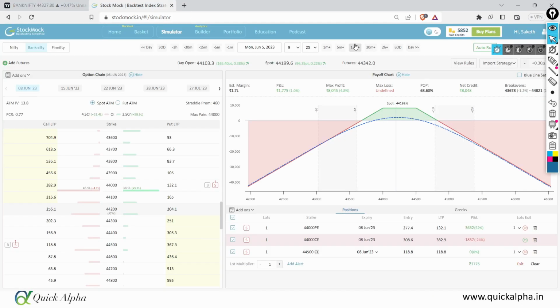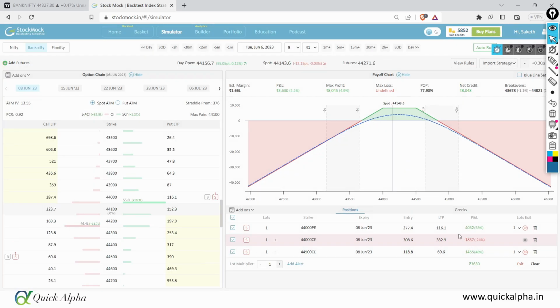So what I would do is slowly start going forward and see if we had any other chance to adjust based on the premium. As I move forward, you can see the premiums are more or less balanced. So let's move even further. Right in the morning itself, you can see that the premiums are slowly starting to get imbalanced. But let me just continue with the same premium, 60 and 116. As I move forward, okay, at this point itself, I would have adjusted.